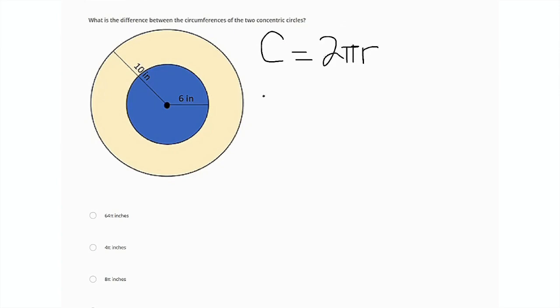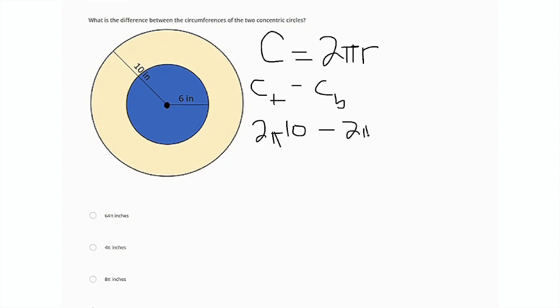So if we want to know the difference between the circumference of these circles, I'm going to say that difference means subtraction, right? So C tan minus C blue, I'll call it. That's the circumference of the outer minus the circumference of the inner, 2 pi r. So the outer radius is 10, so that's going to be 2 pi times 10 minus the circumference of the inner, whose radius is 6 inches, so 2 pi times 6.